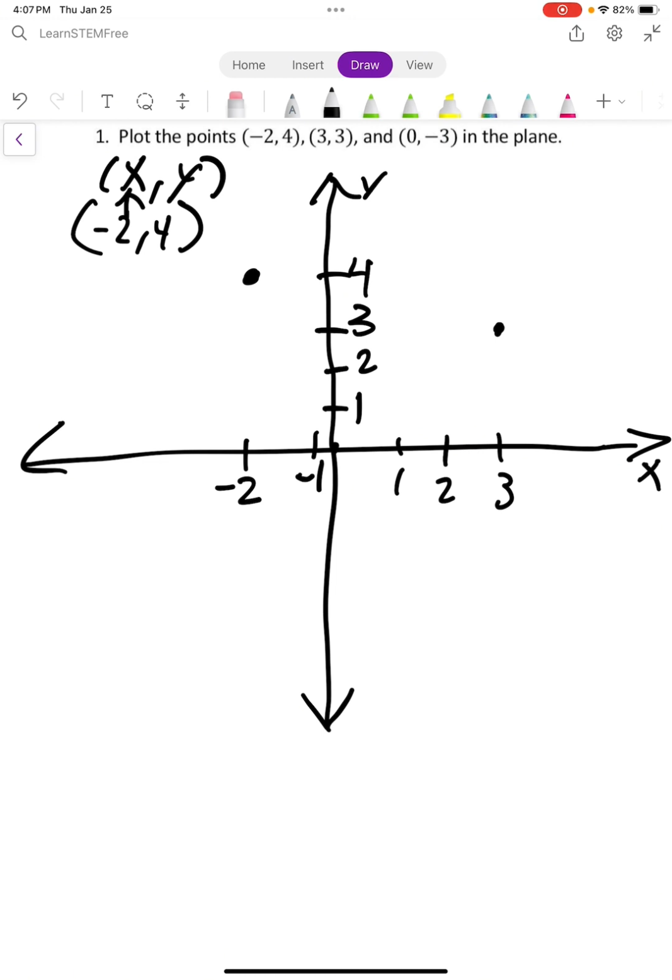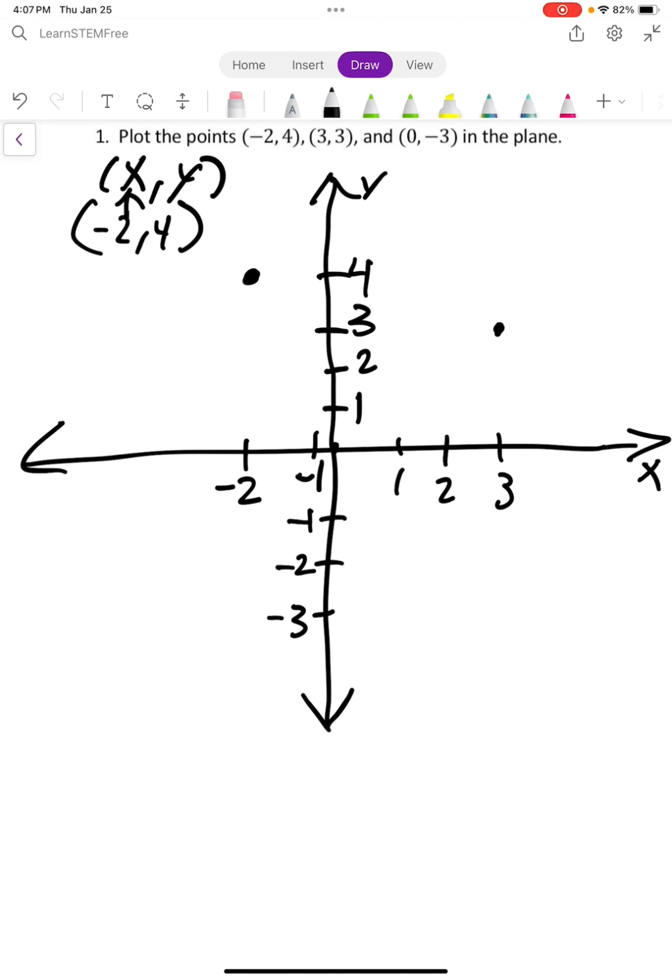Remember, if positive y is going to be up, the negative has to be down. So it's going to be -1, -2, then -3. So x is going to be 0, but notice we don't have a 0 on the graph. We don't have a little line with a number for it.